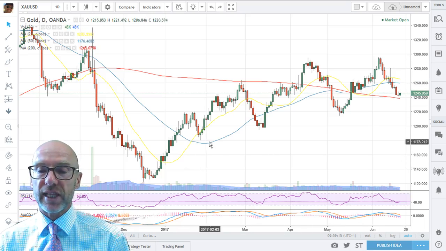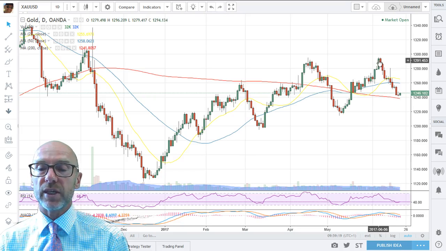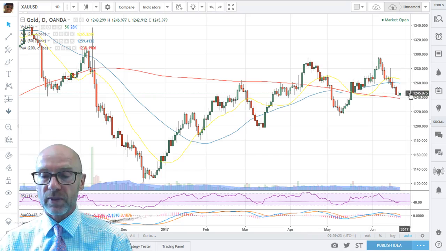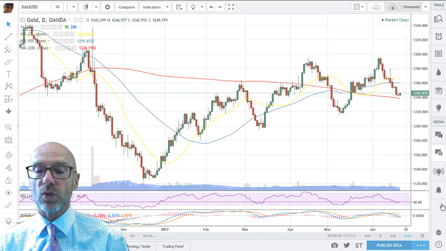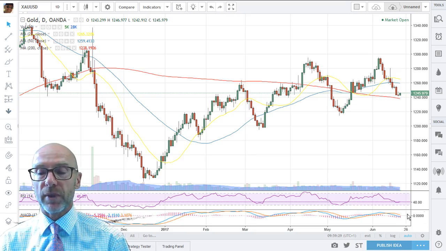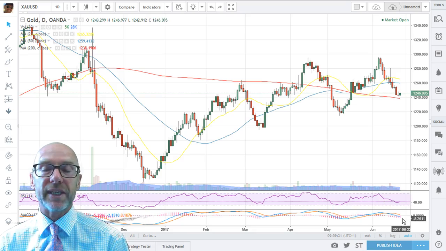However, you can see that pattern is a rolling pattern. The high that we had in June was only marginally above the high we had in April. The reason for the roll is the lack of momentum, and you can see the loss of momentum by looking at the RSI and the MACD.